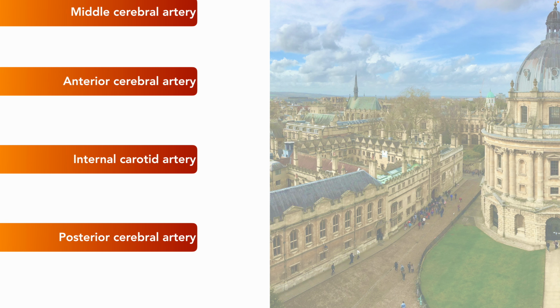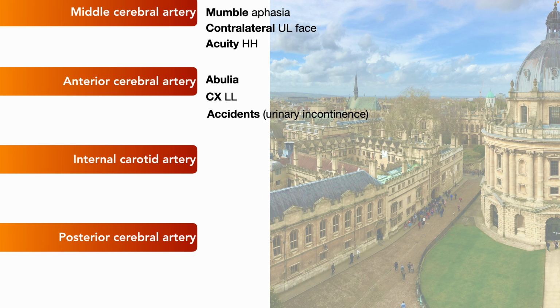We can also divide it by the blood vessel territory. MCA is mumbling, aphasia, contralateral upper limb and face, and homonymous hemianopsia. Whereas ACA is abulia, which is difficulty with initiation, which is your supplementary motor. Your premotor plans, your motor executes, and your supplementary motor is the starting pistol that gets it going. Contralateral lower limb, and then urinary incontinence. If both are involved, we know it's the internal carotid, because it forms the ACA and the MCA.